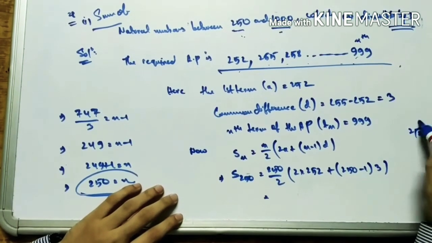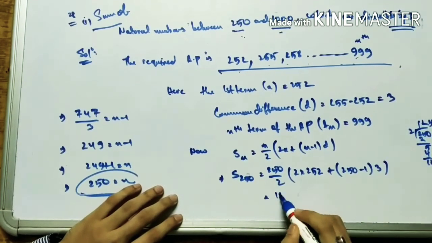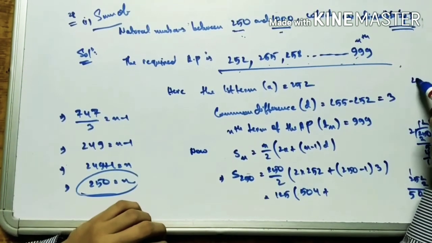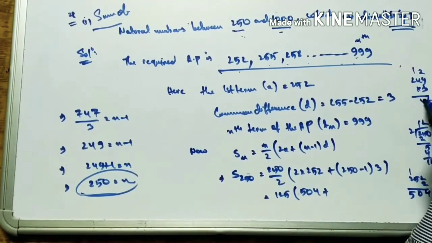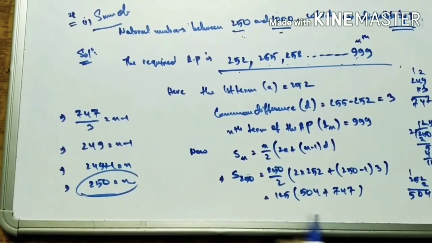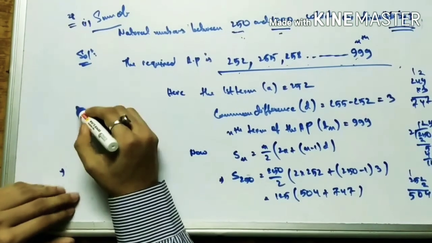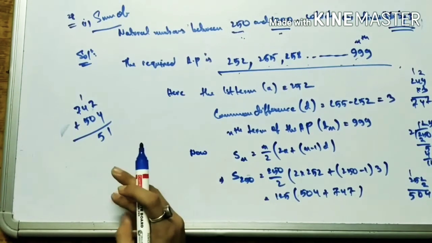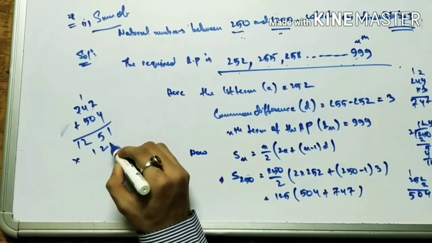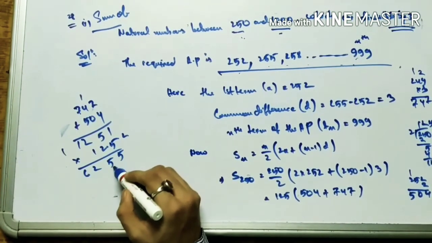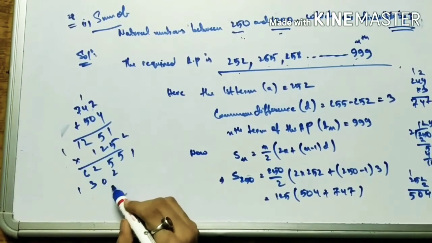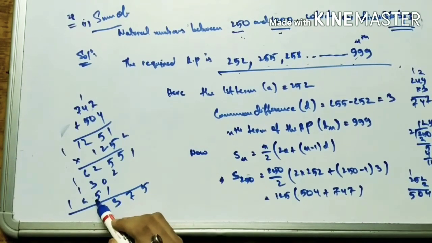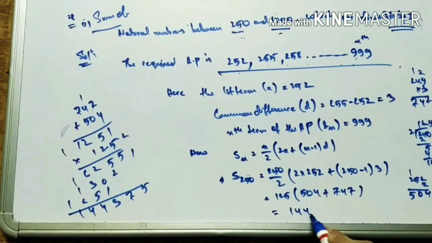Now 250 divided by 2 is 125. 252 into 2 is 504, plus 249 into 3. 3 9s are 27, 3 4s are 12, 14, 3 to the 6, 7, so this becomes 747. Now 747 plus 504 is 1251. Then multiplying by 125 and calculating, I am getting 144375.